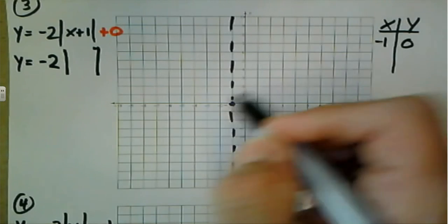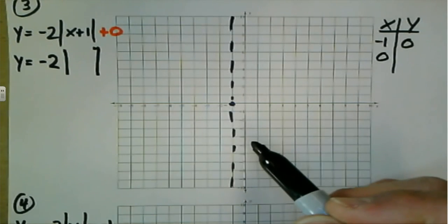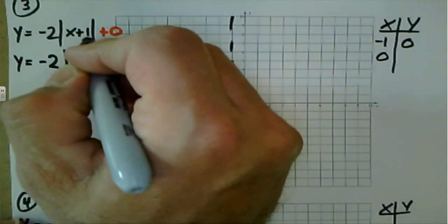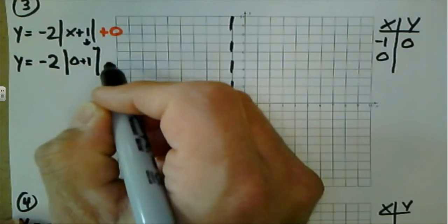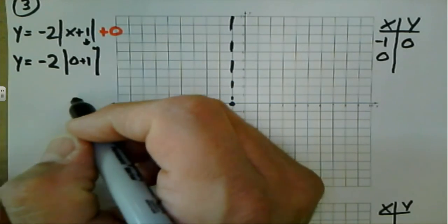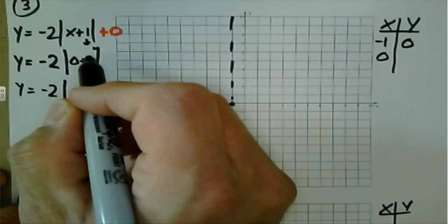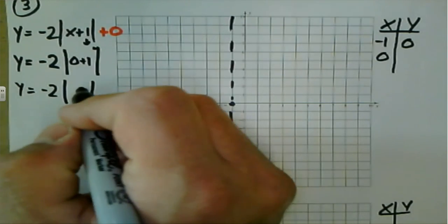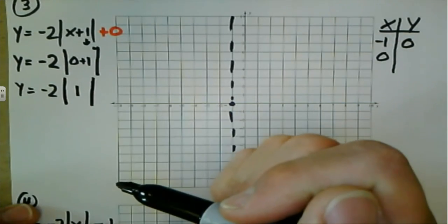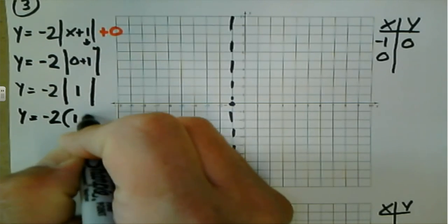-1, 0. Our next number, and the easiest one to use, is 0. Could you use -2? Sure you could. So we're going to change x to 0, bring down the +1. You can put the +0 here if you want to, but anything +0 is itself, so there it is. 1 plus 0 is not 0. It is 1. Use your calculator if you don't know your integers. The absolute value of 1 is 1.